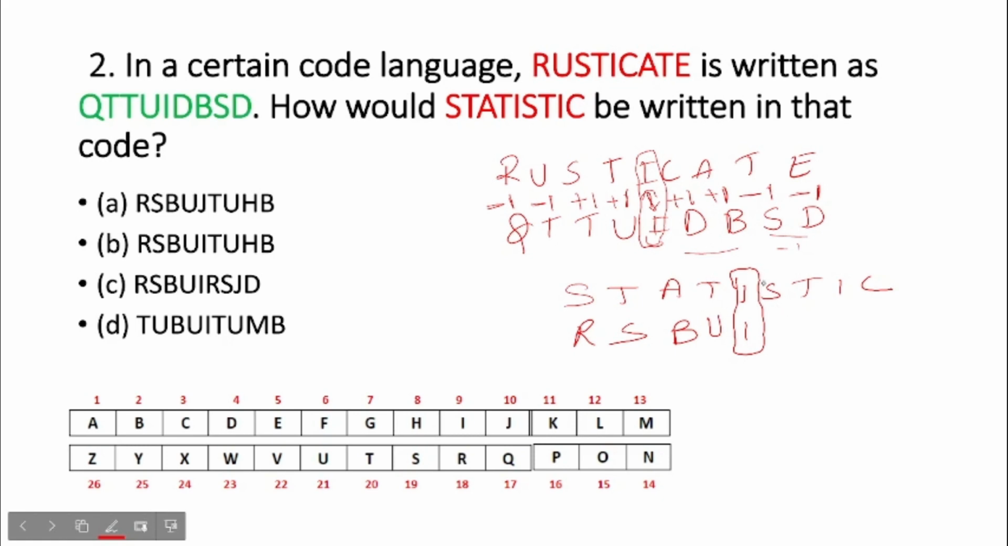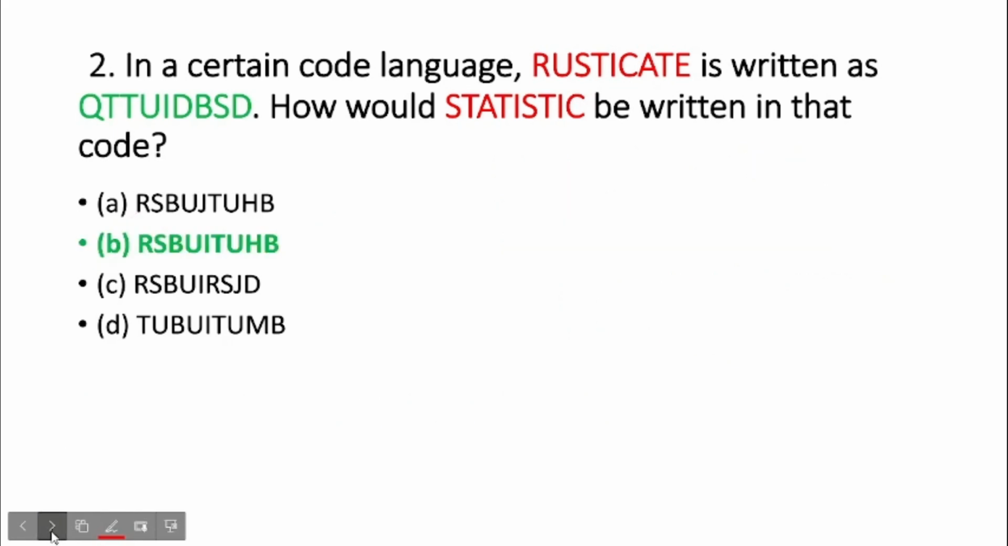So let's move on to S. S needs to be added 1, S becomes T. T also needs to be added 1, that is U. I has to be subtracted 1, H. C also becomes B. That is R S B U I T. So B would be the answer. Let's see, B is the answer.